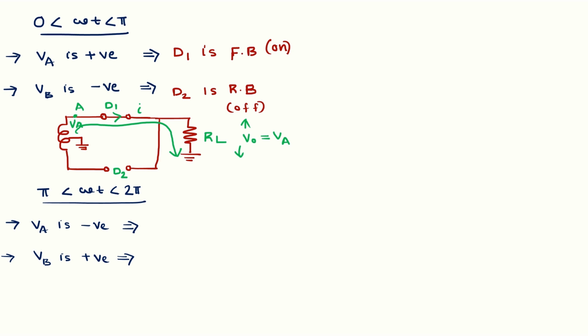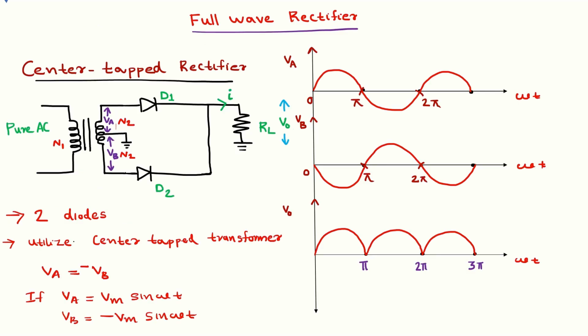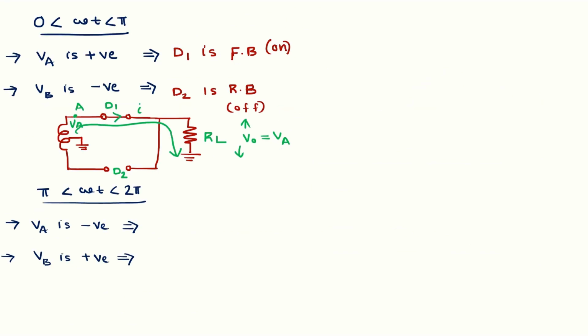Okay, then the next time limit, when omega t is from pi to 2 pi. Then again look at the previous diagram. When omega t is from pi to 2 pi, VA is negative and VB is positive. When VA is negative, D1 is in reverse bias condition, that is off mode, non-conduction state. Then VB is positive, so D2 is in forward bias mode, that is on condition, on state.